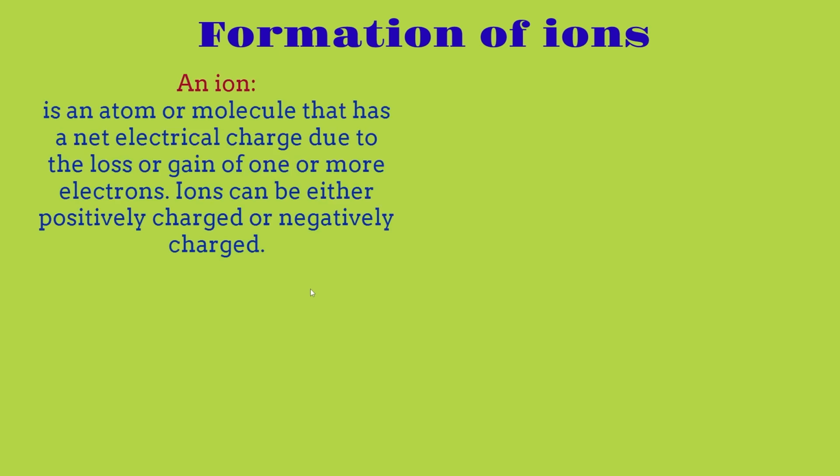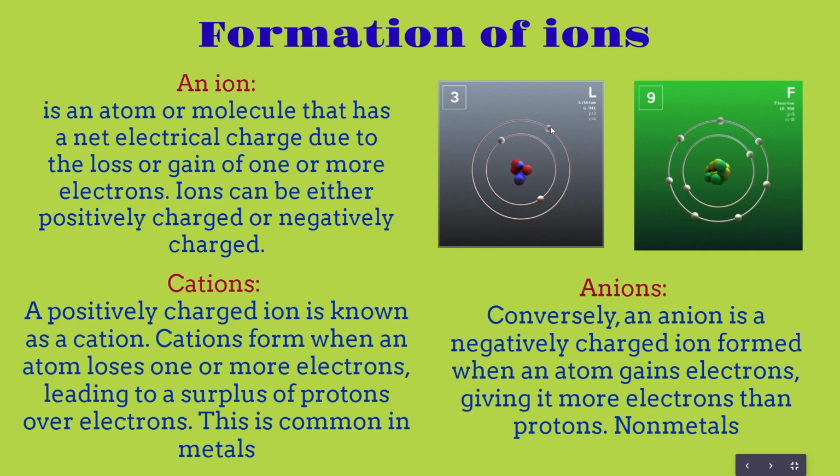So an ion is an atom or a molecule that has a net electrical charge due to the loss or gain of 1 or more electrons, and ions can either be positively charged or negatively charged. So if we look at the picture here, there's 2 different ones, as we said in our previous slide, which is lithium and fluorine. So lithium has 1 valence electron on the outside, and fluorine has 7.